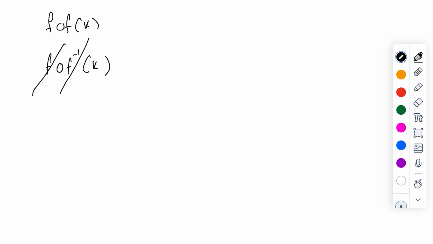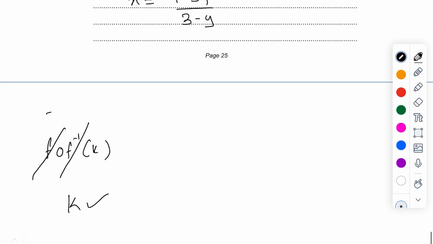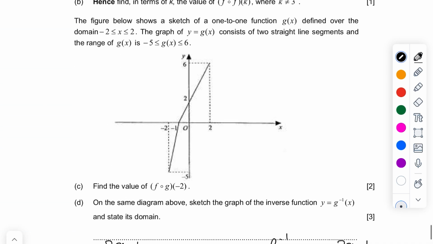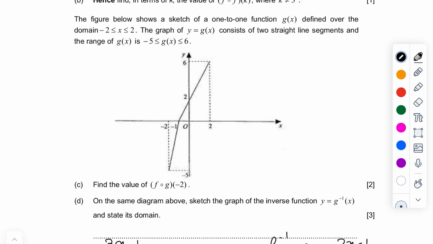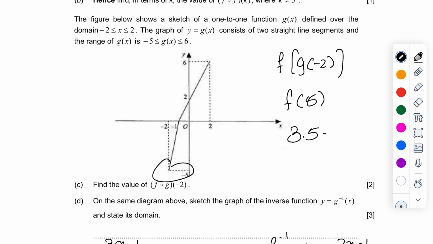So they get cancelled and we get the answer as k. Part C, find the value of f of g of minus 2. What is g of negative 2? It is 5. So f of 5. Plug in 5: 3 times 5 minus 1 by 5 minus 3.